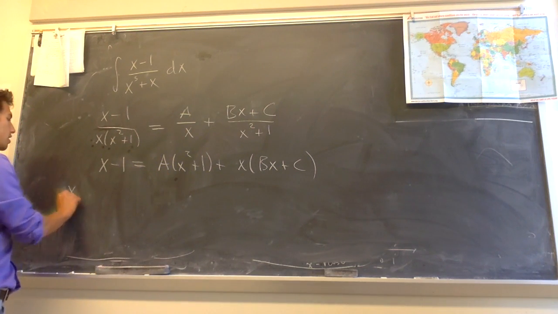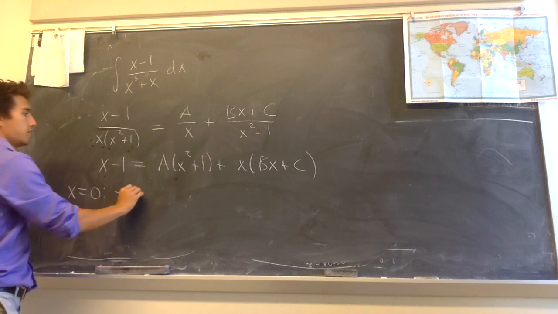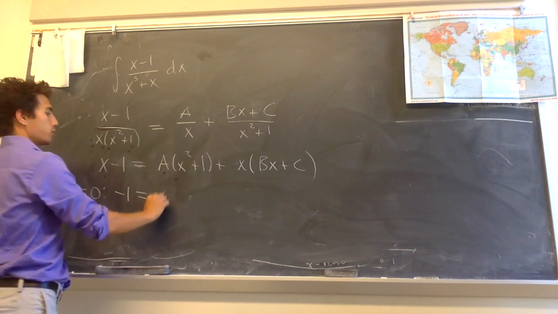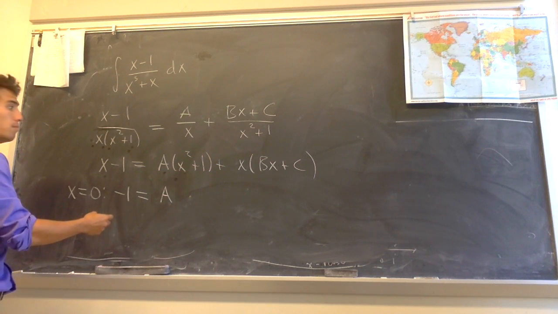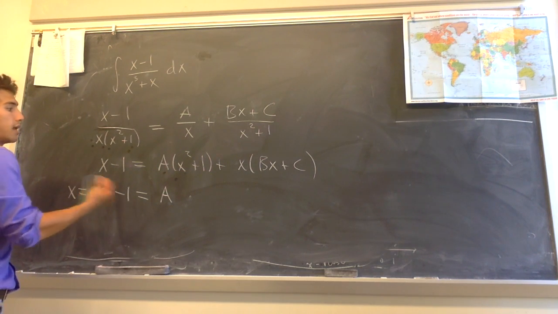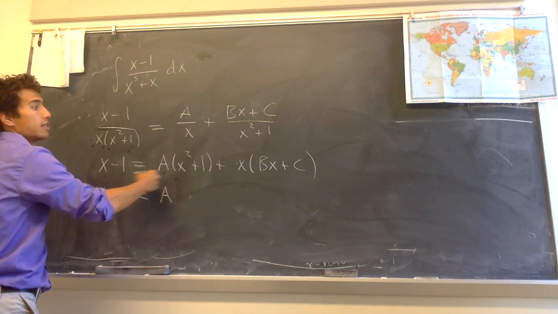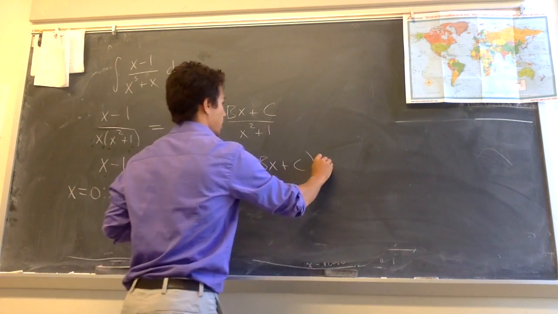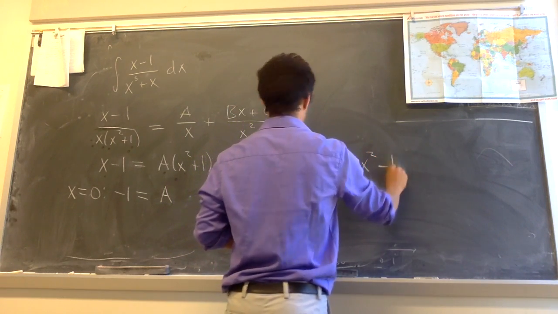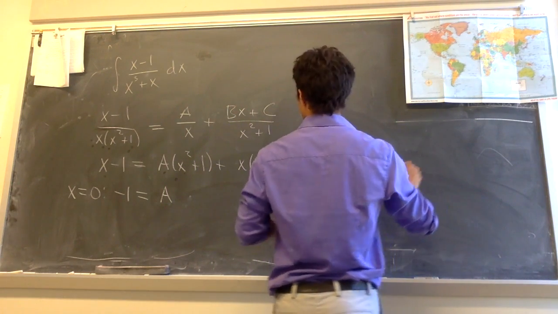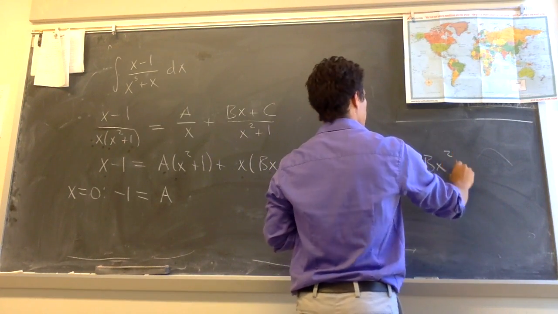So if I substitute x equals 0, I get negative 1 is equal to A times 0 plus 1, so that's A, plus 0. So A is equal to negative 1. And now that I know A is equal to negative 1, I can substitute that into this equation. So this I can write as negative x squared minus 1 plus, and then I can expand this out, Bx squared plus Cx.